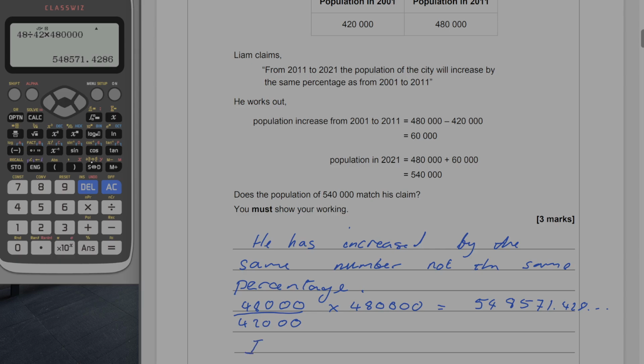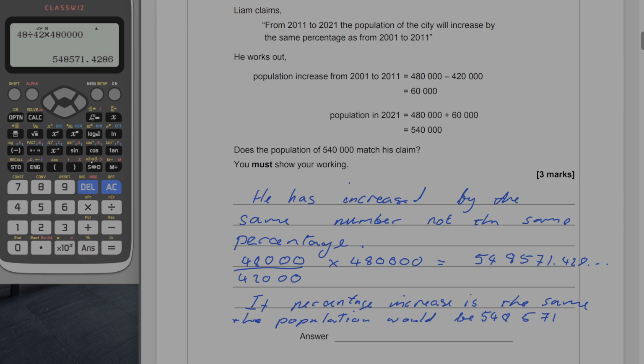So if the percentage increase is the same, the population would be 548,571. So is he correct? Does the population match his claim? No. We could have also worked out what percentage population that would have meant. That would be fine as well.